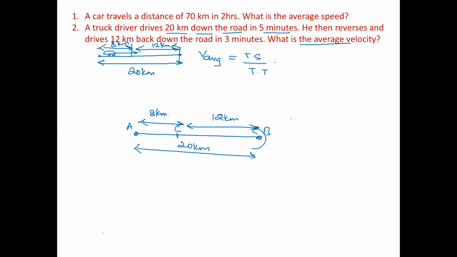Now guys, careful over here. Our common mistake, what we'll do is, we will add total distance. Some people will do like this: 20 plus 12. That is distance, but we are talking displacement. Displacement is straight line from initial point to final point. So 8 is total displacement. Total time is 5 minutes plus 3 minutes. So 8 minutes I'll write in this way.